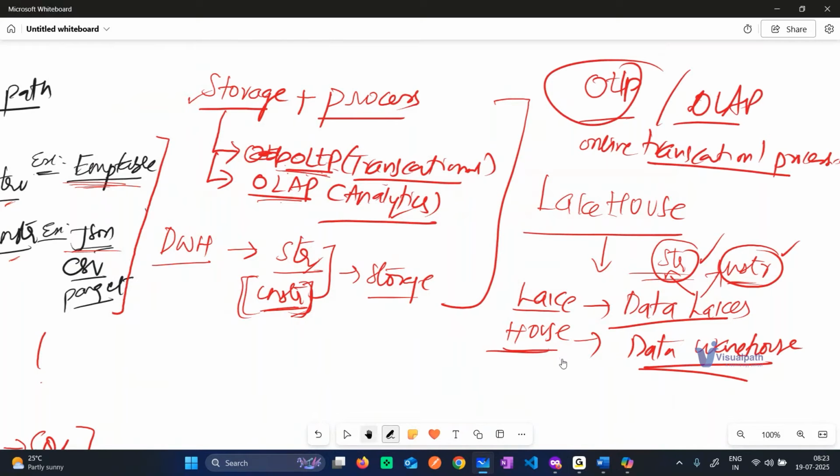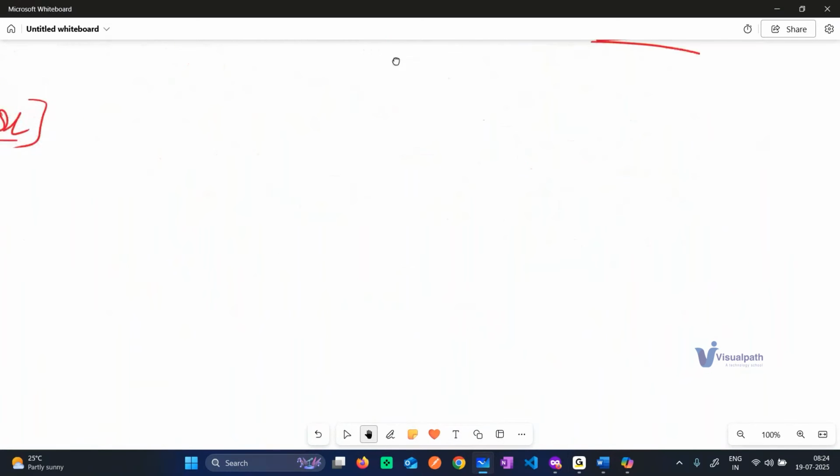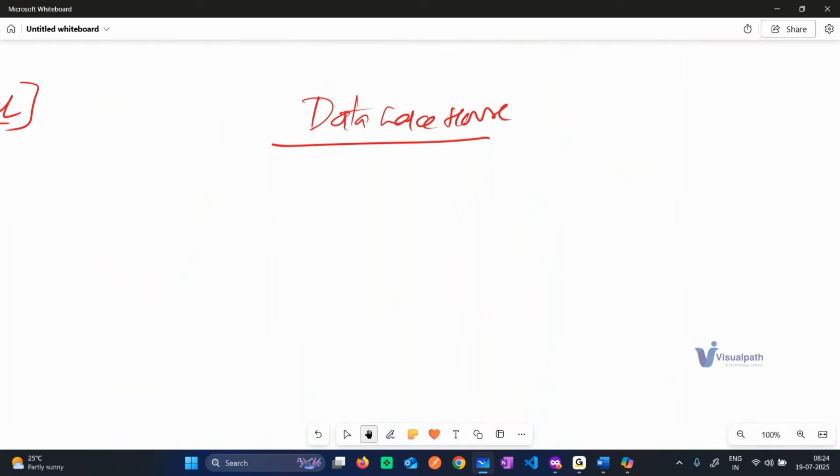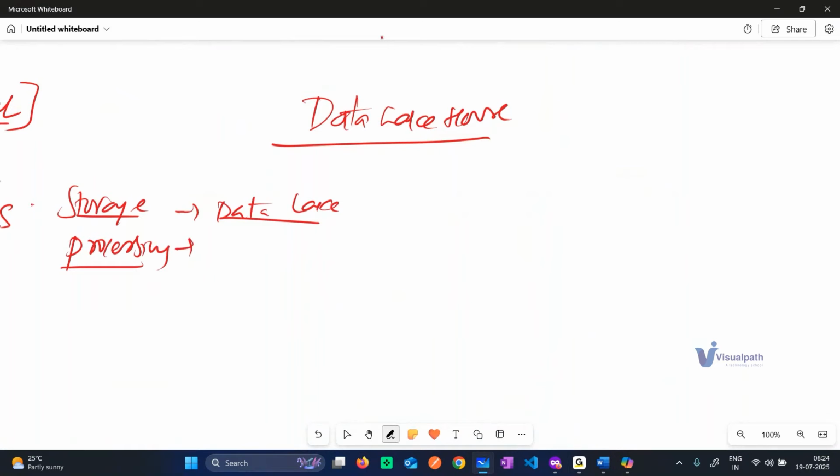Now participants, if you get to see the lakehouse capabilities, the data lakehouse, we are addressing our storage here and we are addressing our processing here. So we address data by data lake, and we are addressing processing with regards to data warehouse.